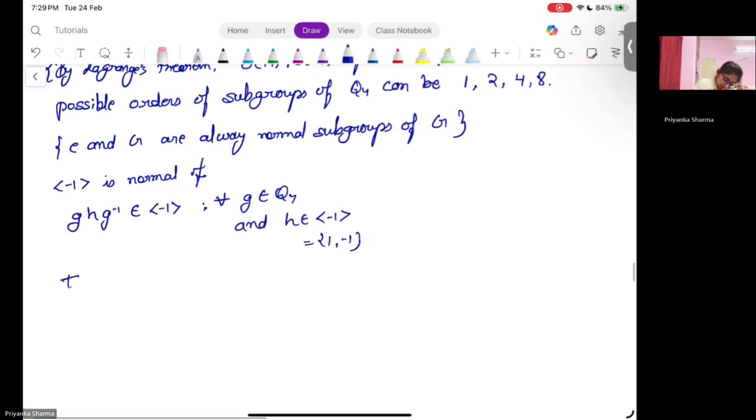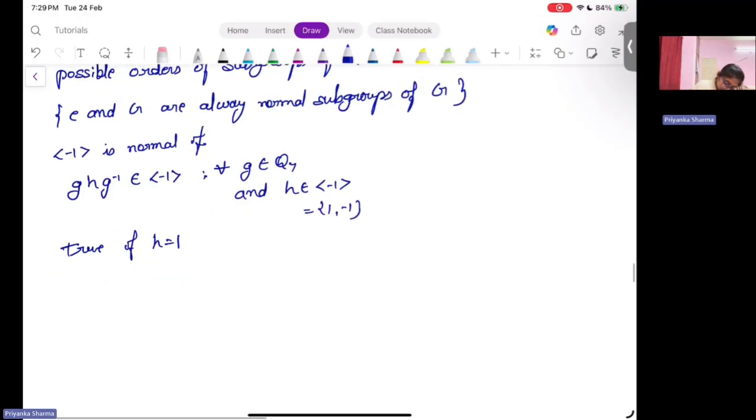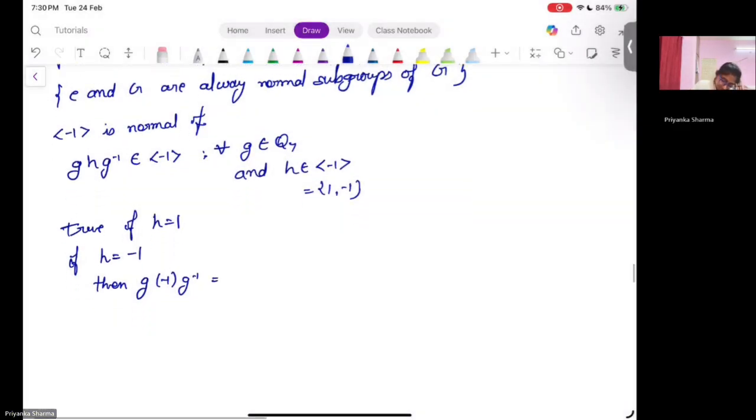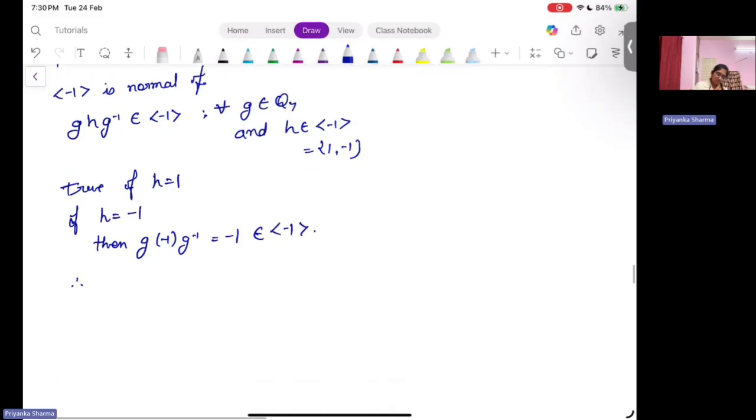This is true if H is 1. If H is 1, then G H G inverse is the identity element, which is in the subgroup generated by minus 1. What if H is minus 1? Then G times minus 1 times G inverse will be minus 1, which is in the subgroup generated by minus 1. So that's how we can conclude that the subgroup generated by minus 1 is normal.